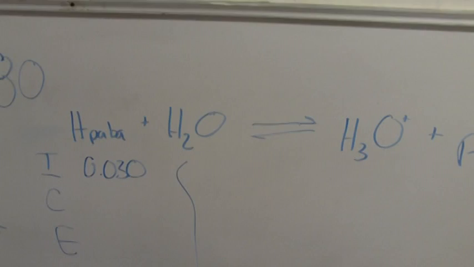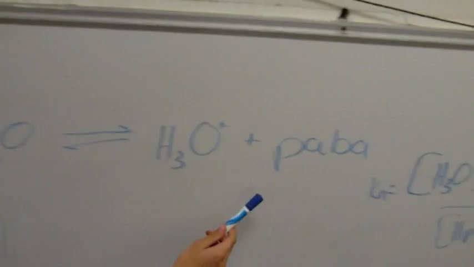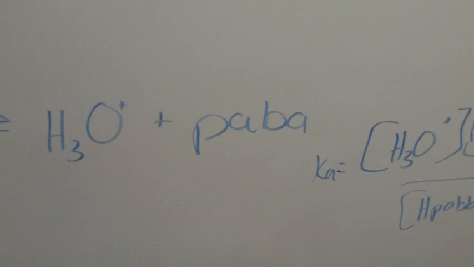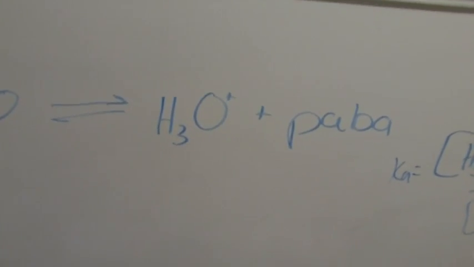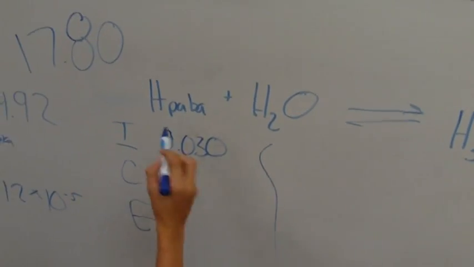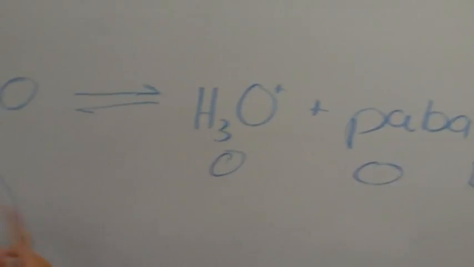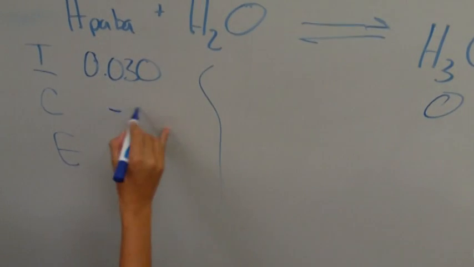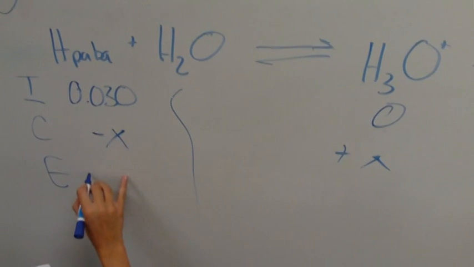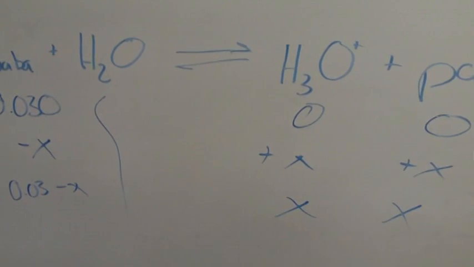Here's our equation. When we put our acid in water, we get hydrogen ions and PABA. I don't really know if that's how you say that, but I'm going to say it like that. So our original concentration for HPABA is 0.03. We have none of this and none of this. We're not going to count water as usual. So our change is going to be x's. So we're going to end up with 0.03 minus x and then x and x.